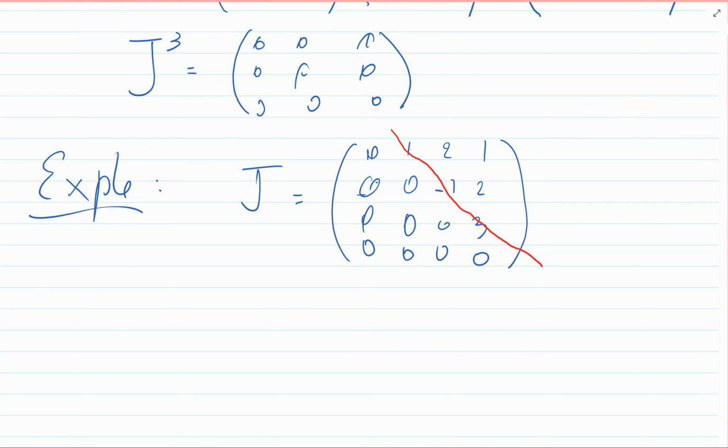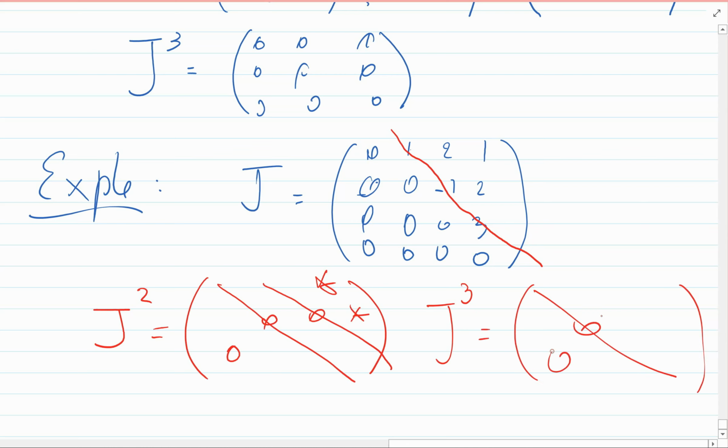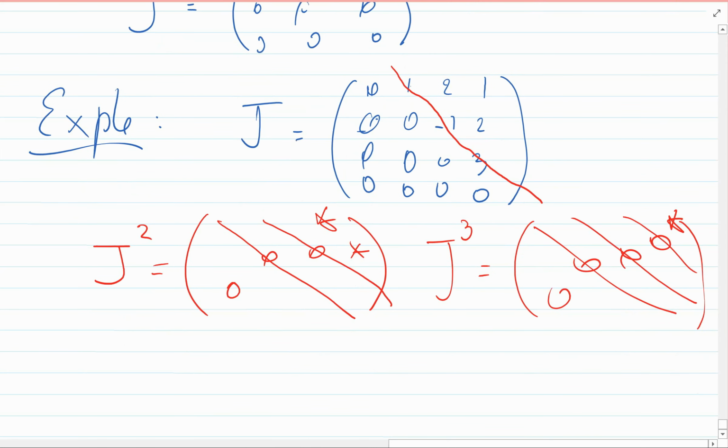So when you take J squared, that line will be pushed up. So you will have 0 on the main diagonal, and the next one it will have 0 and some entries here. When you take J cubed, it will push one more. Zeros, zeros, zeros, and you have one number here. And if you push to J to the 4, that number leaves and we only have zeros.